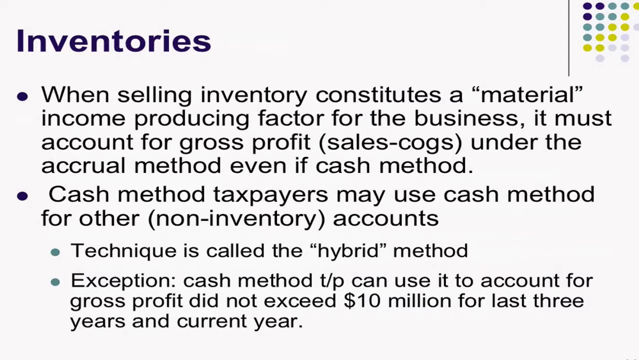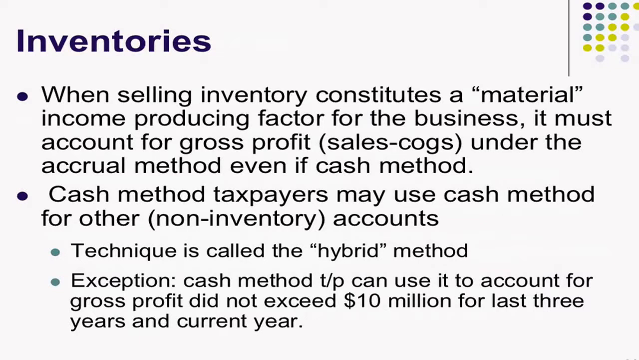Let me say that again. Inventories are treated a little bit different than everything else. When selling inventory, if that's a material part of your business, we make something, we put it into inventory, and then after we've produced it and put it in inventory for a time, we sell it off. You have to account for your profit, which is your sales minus cost of goods sold, under the accrual method, even if you're a cash method taxpayer. Cash method taxpayers can use the cash method for non-inventory accounts. No problem there. And the technique is called a hybrid method, for cash method taxpayers who are using cash method in one area and accruals in the other, in inventory.